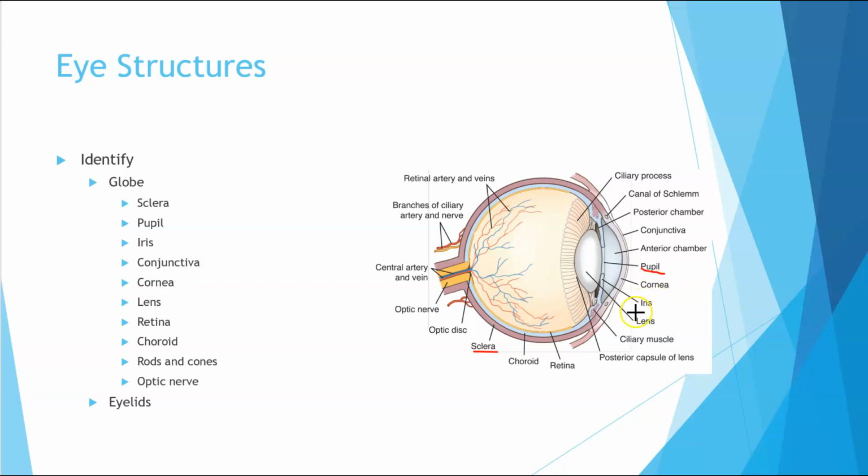And specifically, the iris is a diaphragm of variable size whose function is to adjust the size of the pupil to regulate the amount of light admitted into the eye. Basically, when we're checking PERRL, pupils equal and reactive to light, the iris is what's controlling how much light is let in. The iris is the colored part of the eye.